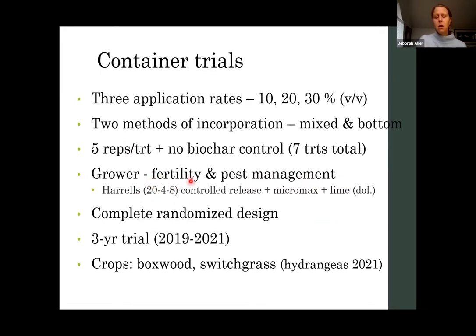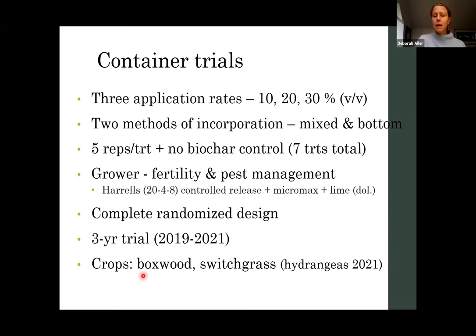We had the same fertility and pest management, both at the research lab as well as at the grower's site, and completely randomized. And this is a 3-year trial from 2019 to 2021. So we're really in the middle of collecting our data. I'll present some initial findings, but realize these are still very preliminary results, and we will be sharing them fully at a later date at the conclusion of the study.